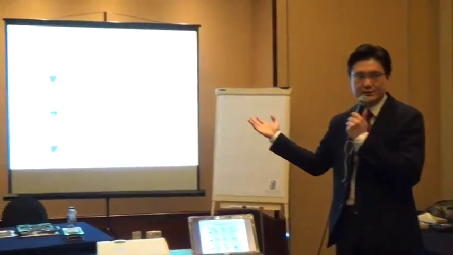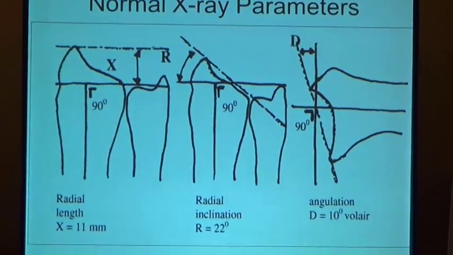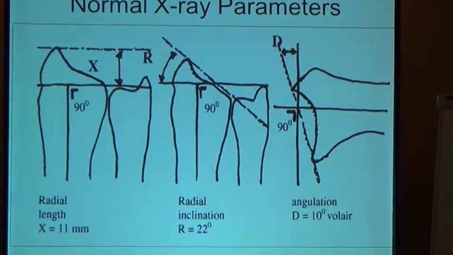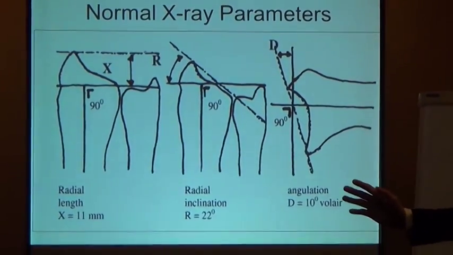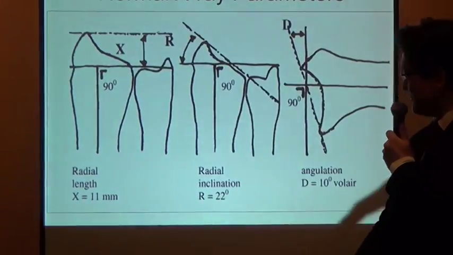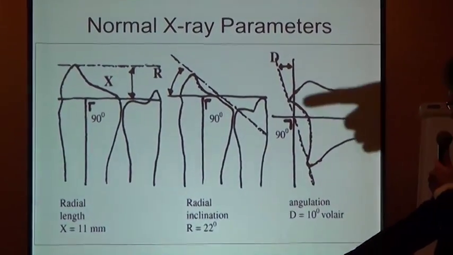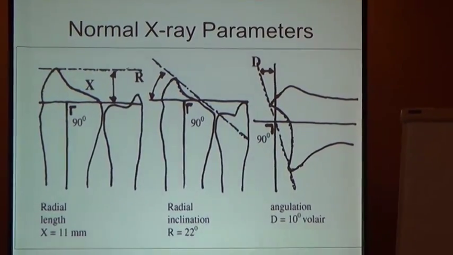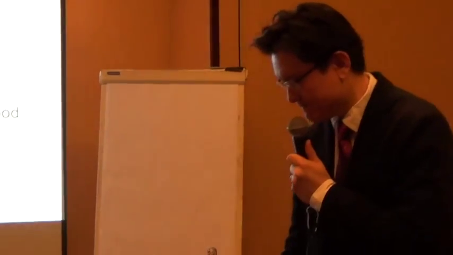This is a classification that we use, AO classification. In order to restore the normal x-ray parameters, you need to know what they are. So when you fix distal radial fractures, you try to achieve restoration of a radial length of 11 millimeters, a radial inclination of 22 degrees, and a volar angulation of 10 degrees. If you get an angulation of neutral, I think it's very acceptable if you're fixing radius fractures.